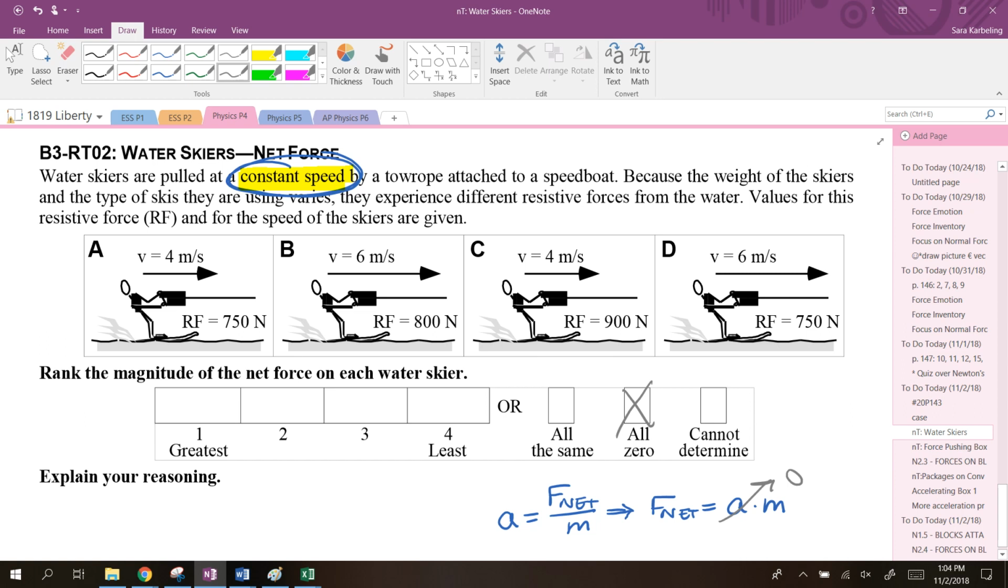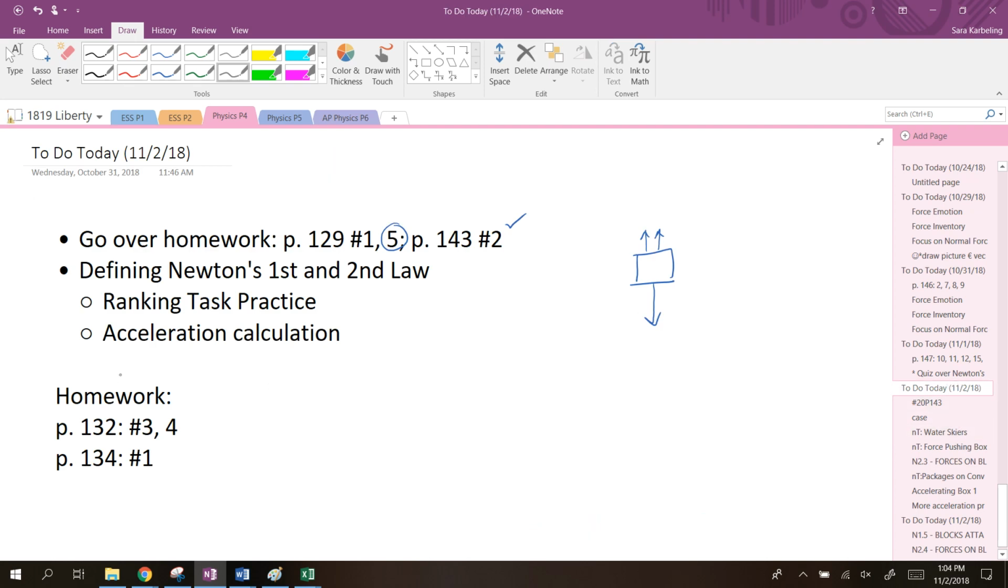All right. Let me peek here real quick. Before the bell rings, I want to make sure that you see this homework. There's the homework right there. 132, numbers 3 and 4. 134, number 1. Okay? Those are the 3 homework problems for Monday.